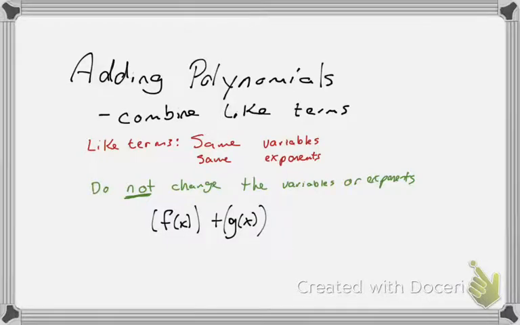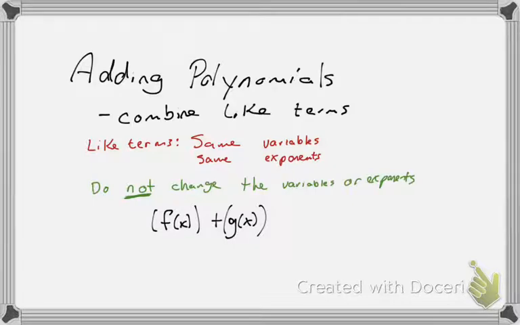Okay, so for part 2 of the lesson, what we're going to be looking at is adding and subtracting polynomials. Adding polynomials is literally just, can you combine like terms? If you all remember from Algebra 1, like terms are parts of the equation that have the same variable and the same exponent. Please do not change the variables or the exponents.